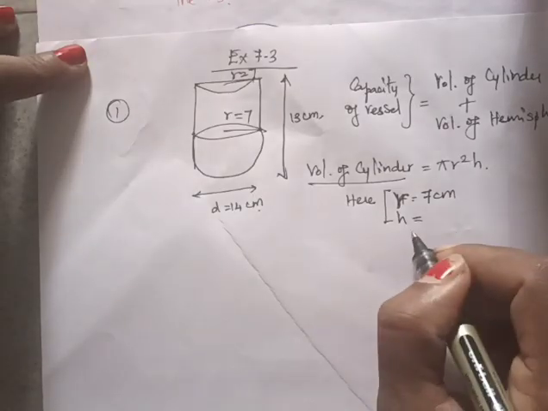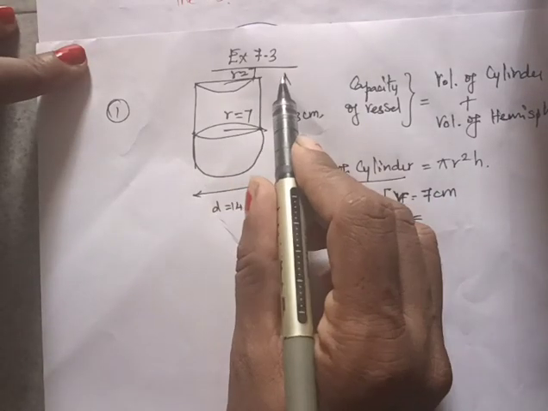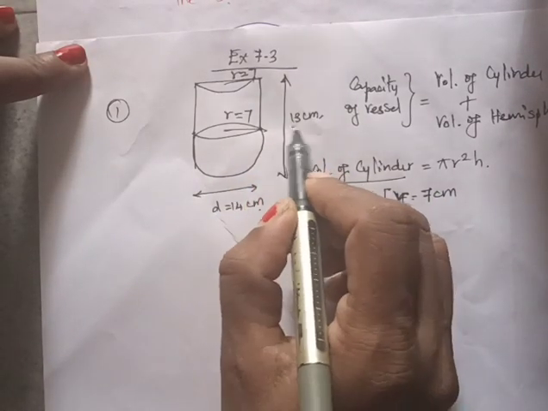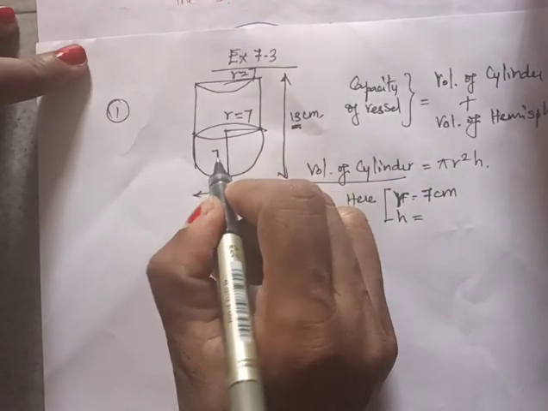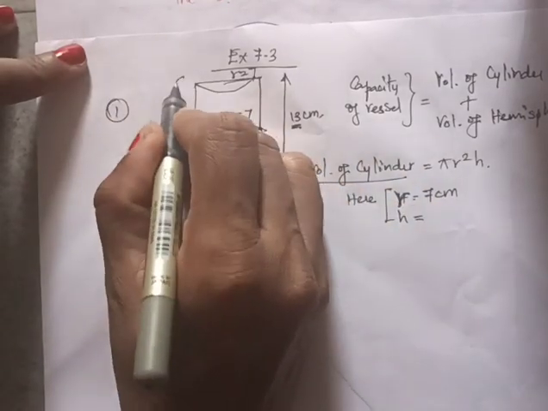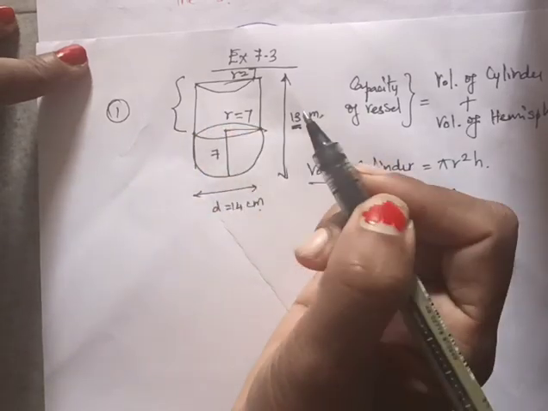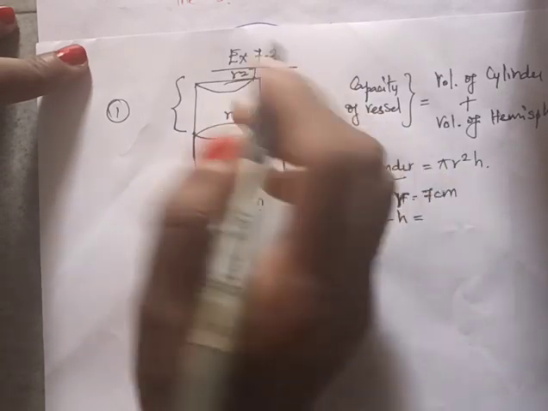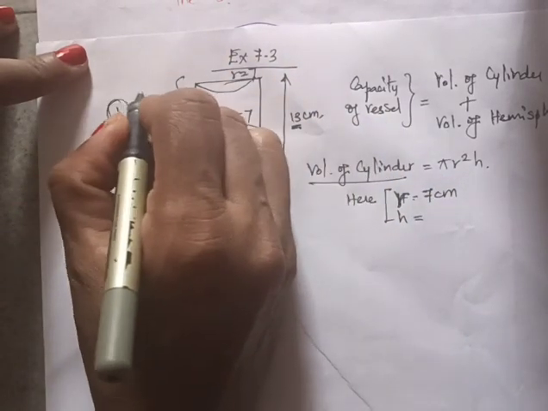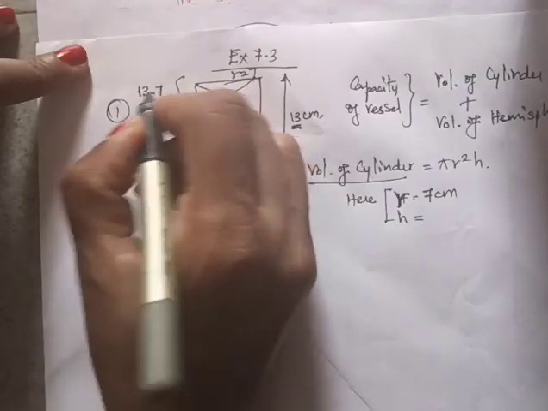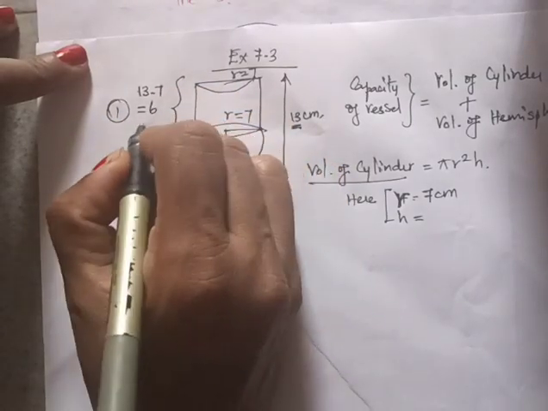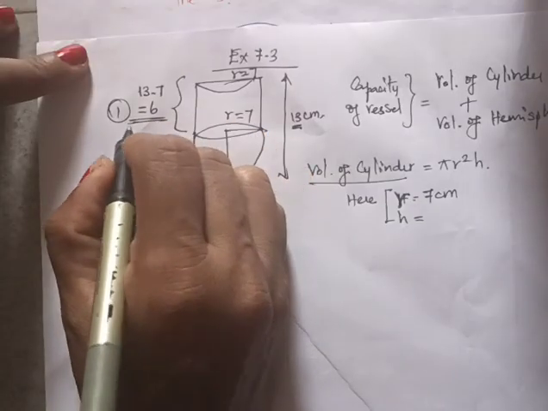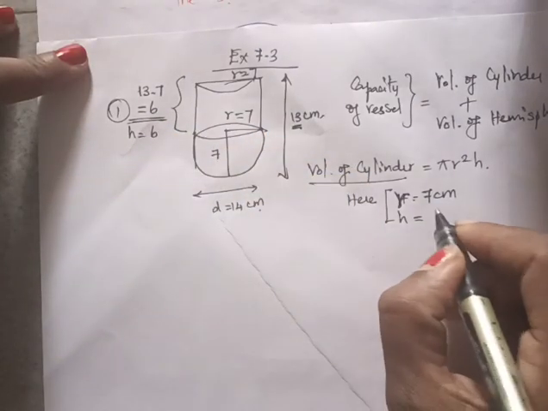Next we have to find the height of the cylinder. The total height of the vessel is 13 centimeter. Here the radius is 7 centimeter. The remaining part is the height of the cylinder. So we have to subtract 13 minus 7. Then we get the height of the cylinder: 6 is the height of the cylinder.